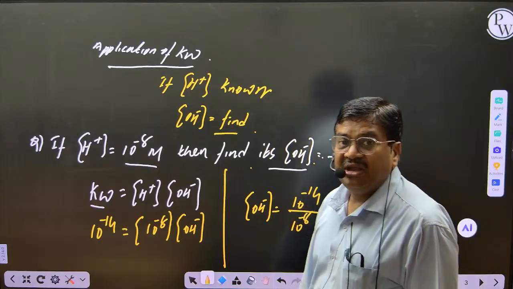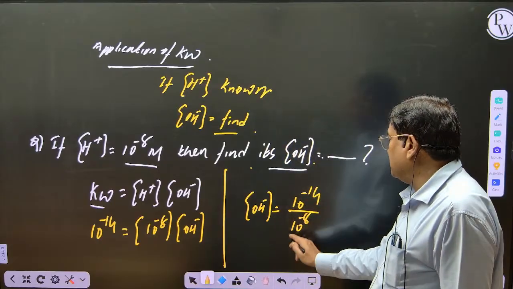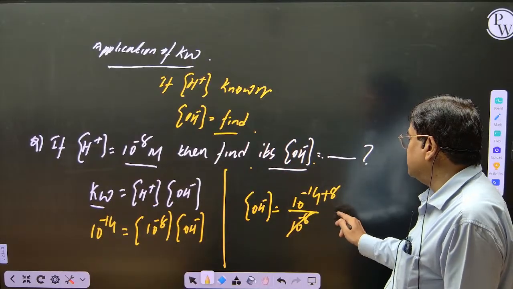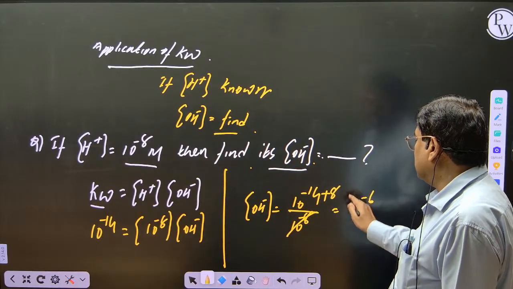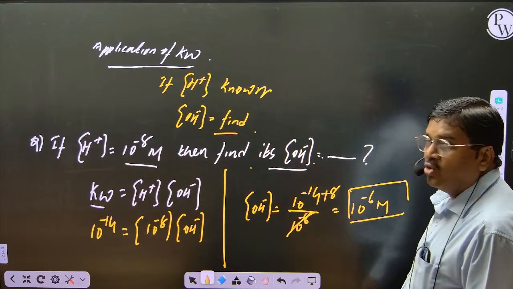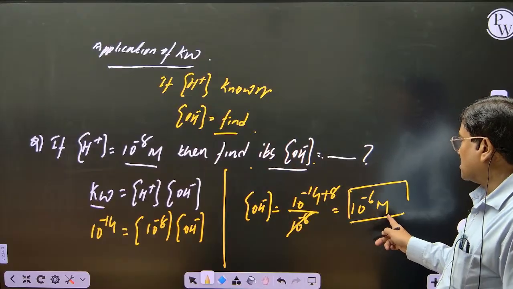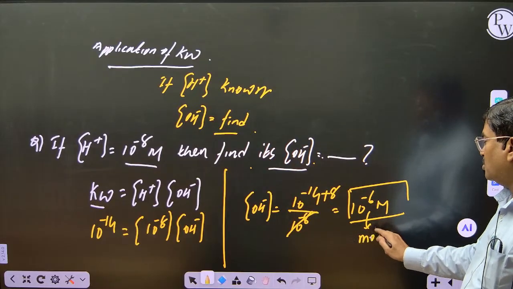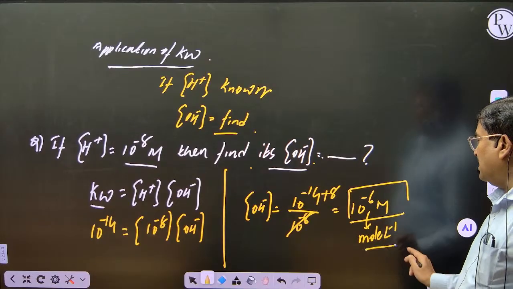So minus 8 is brought to the numerator. When you bring minus 8, that becomes 10 power plus 8. So 14 minus 8 comes to 10 power minus 6. This will be the concentration, and the unit you have to mention is mole per liter. Concentration is mole per liter, or you can write molarity. Either you can write mole per liter or molarity.